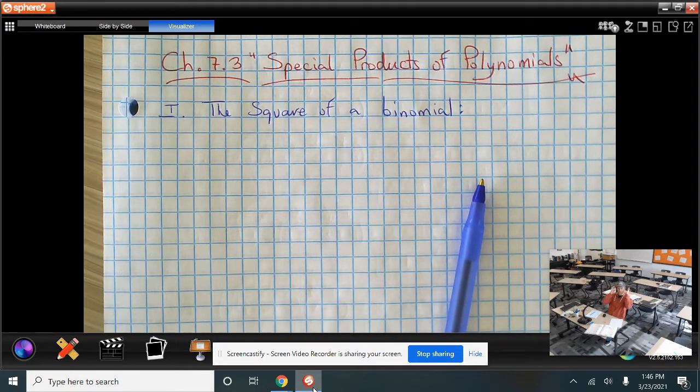You'll find this really easy. If you understood 7.2, this is going to be a piece of cake.